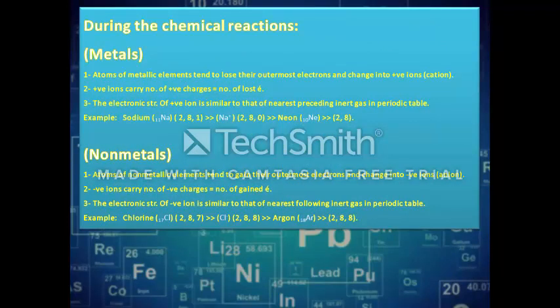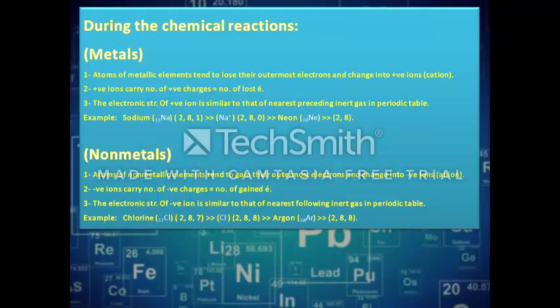During chemical reactions, atoms of metallic elements tend to lose their outermost electrons and change into positive ions, called cations. Positive ions carry a number of positive charges equal to the number of lost electrons. The electronic structure of a positive ion is similar to that of the nearest preceding inert gas in the periodic table.